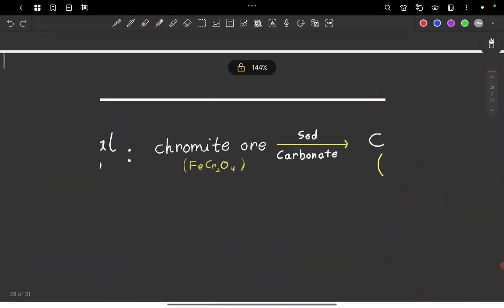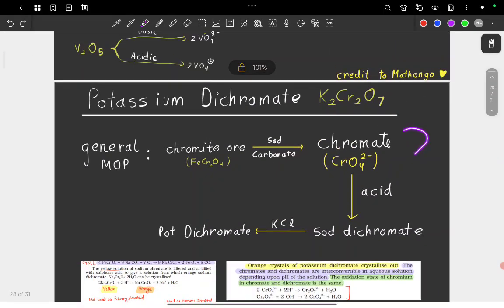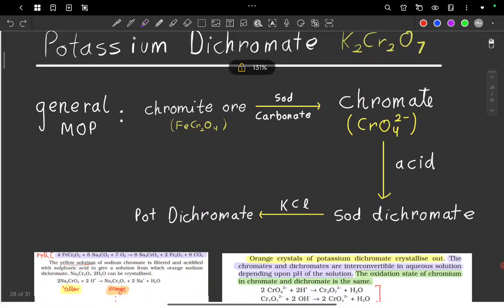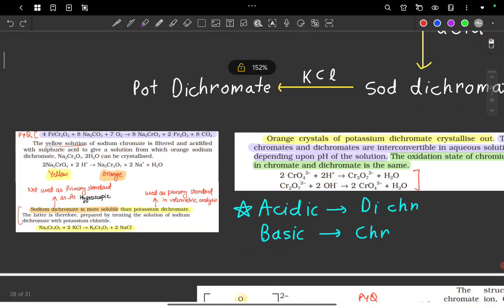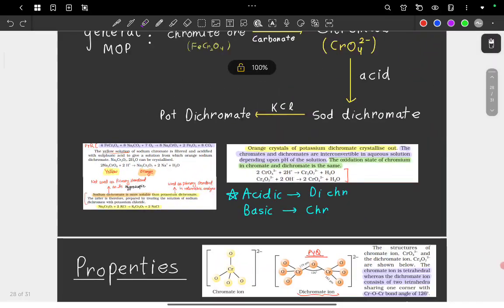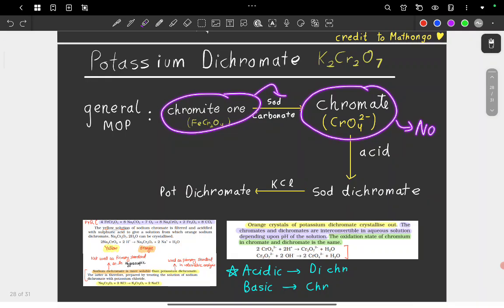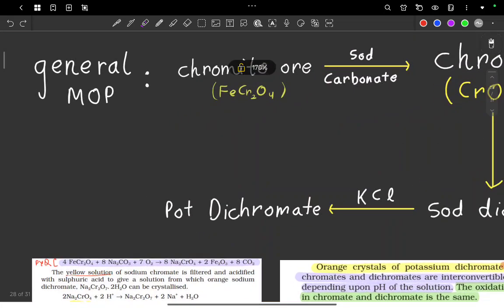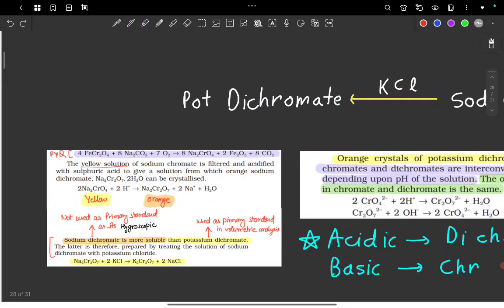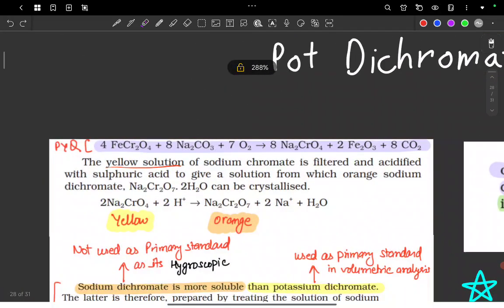Now what does this mean? Well, I have only laid out a general formation reaction, but for the actual reactions I have attached the NCERT screenshots, and let's take a look at them. The chromite ore reacts with sodium carbonate to give chromate, with sodium as spectator ions, and when it reacts with acid, basically a kind of dimerization takes place.